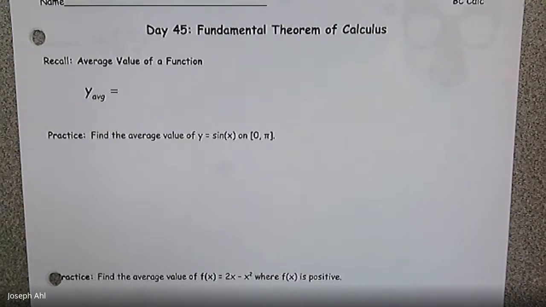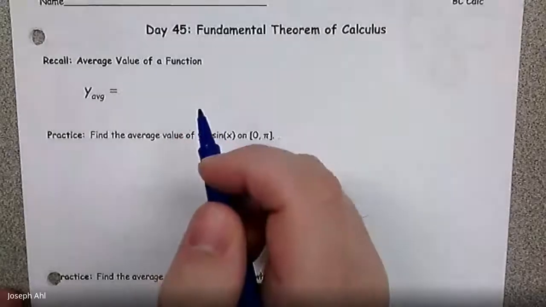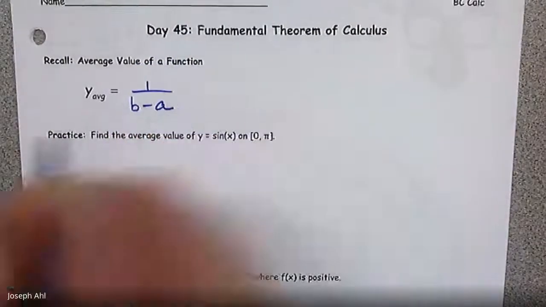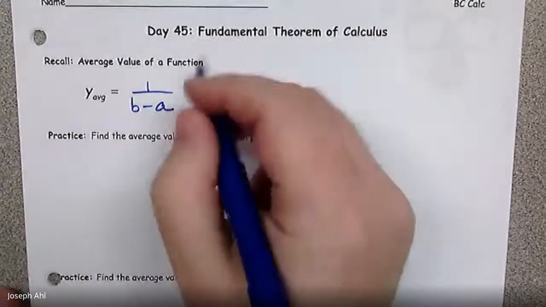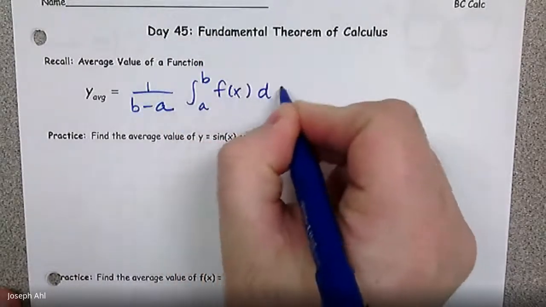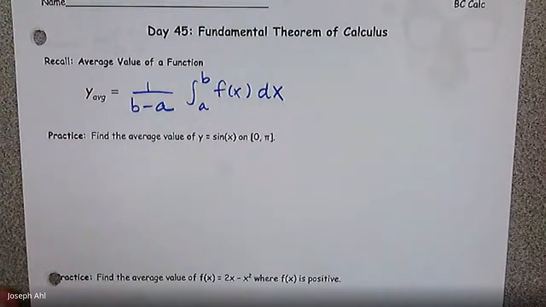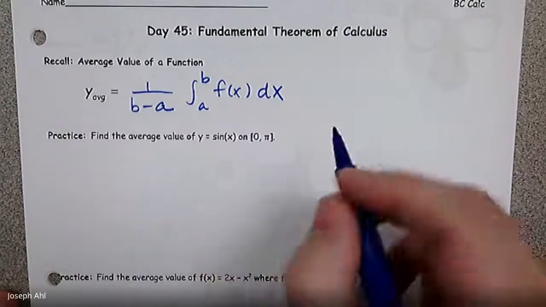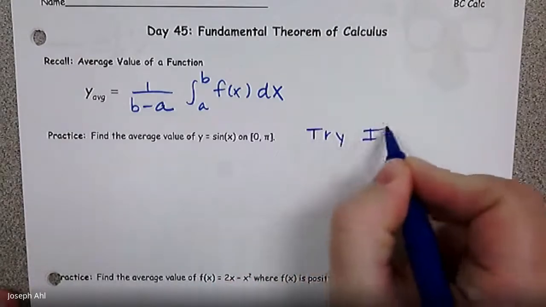But to review and recall what we've been doing over the past few days, we've got our formula for y average. The average y value that a function takes on the interval from a to b is defined as 1 over the length of the interval, b minus a, times the integral from a to b of f of x dx. So if you want to go ahead and practice this question, find the average value for y equals sine x on the interval from 0 to pi. We will go over this next time I see you.